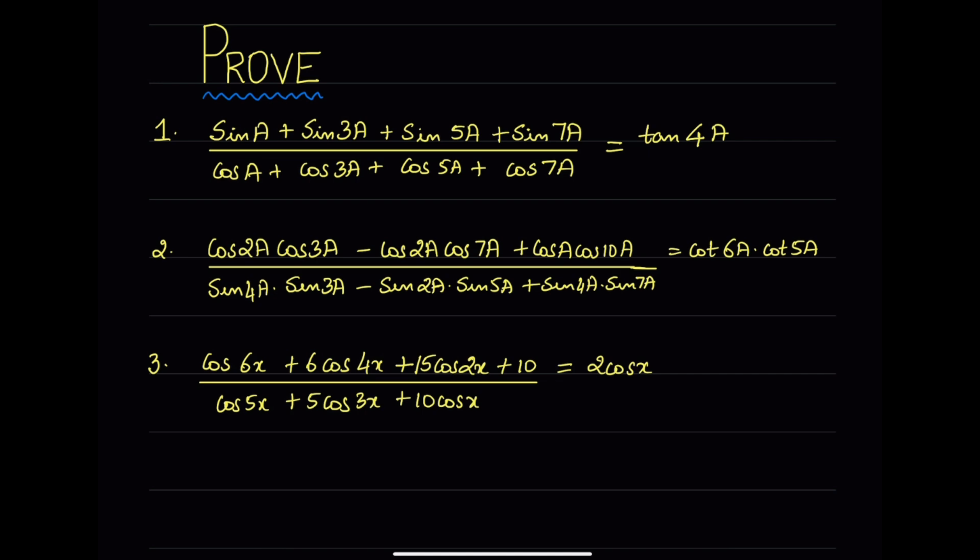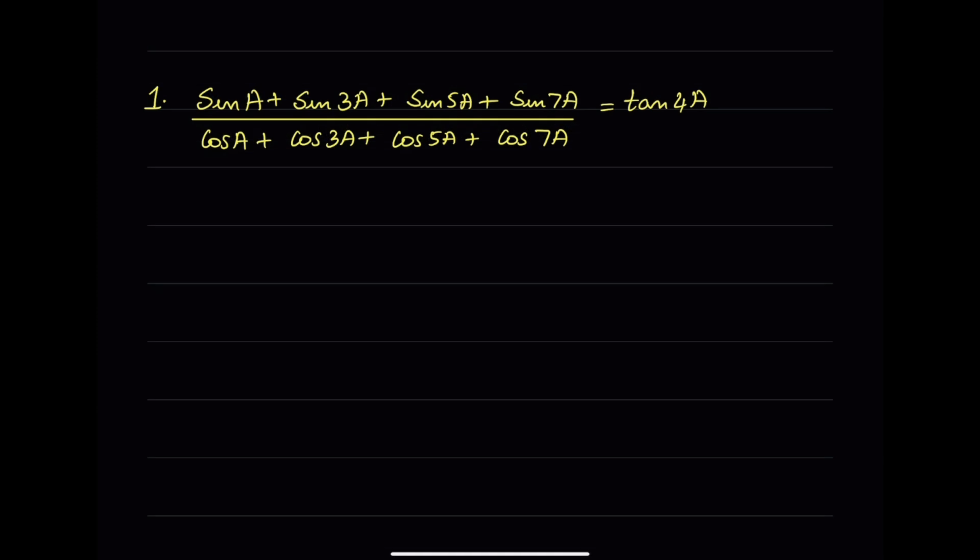Let's start with the first one now. In the first one, we have to prove that sin A plus sin 3A plus sin 5A plus sin 7A divided by cos A plus cos 3A plus cos 5A plus cos 7A is equal to tan 4A.